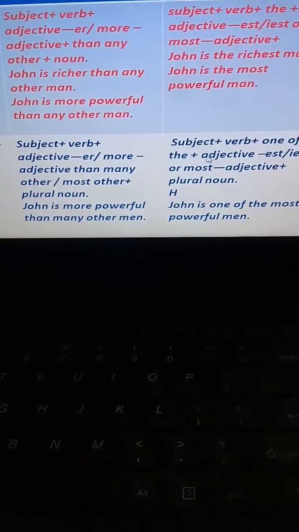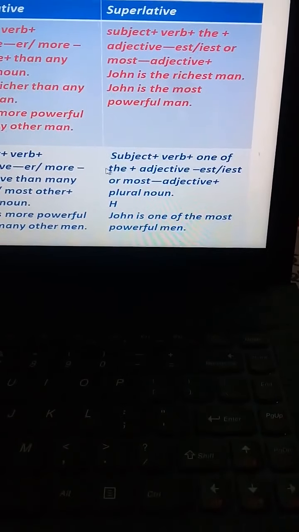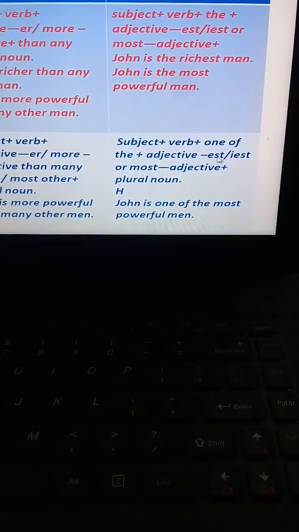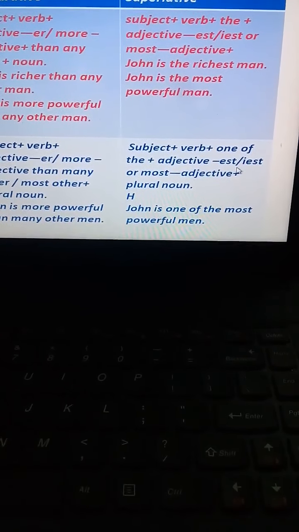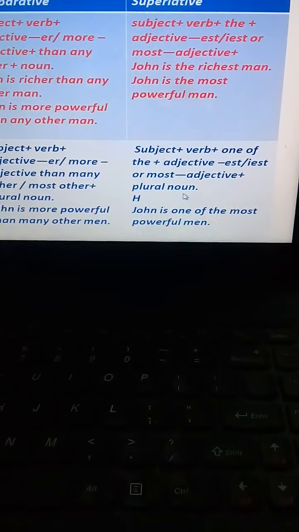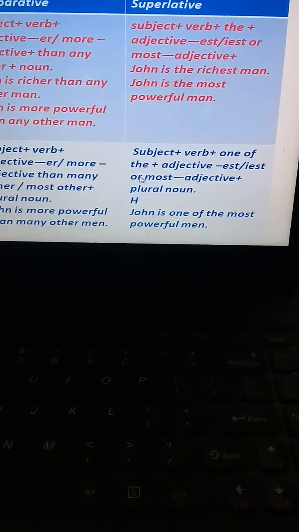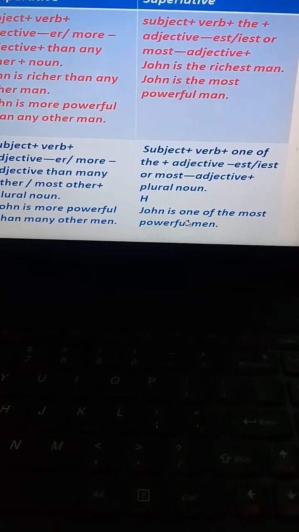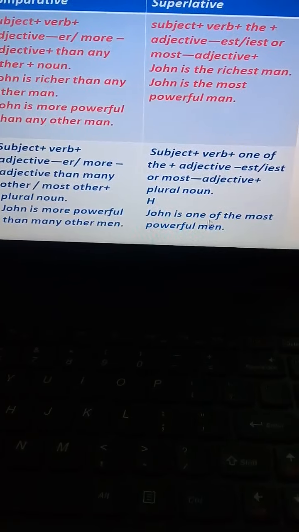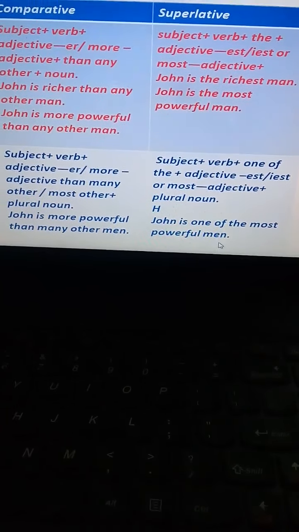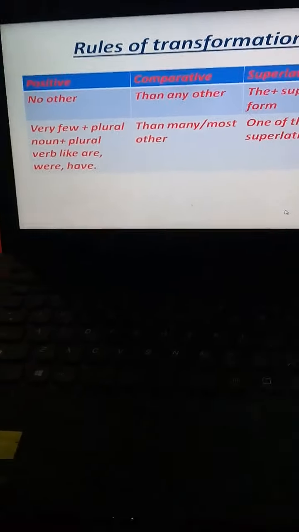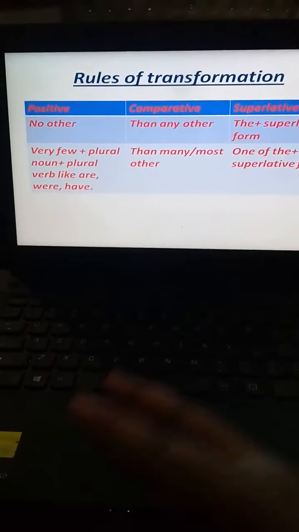Okay. So in the superlative form, subject as usual, then verb, and instead of article the, you have to write one of the. After that adjective with est or iest, or most with adjective, and then plural noun. Here again I have written plural noun. Look at the example. John is one of the most powerful men. That is a plural noun.